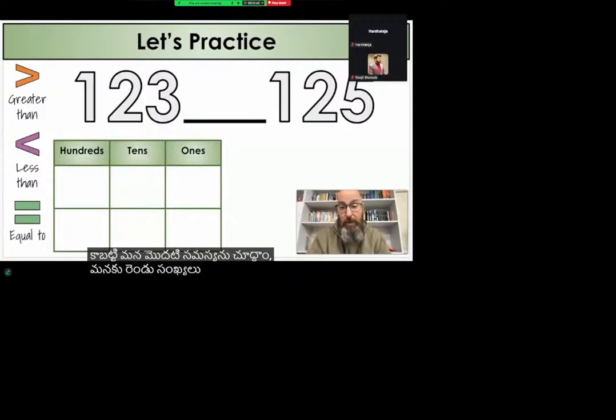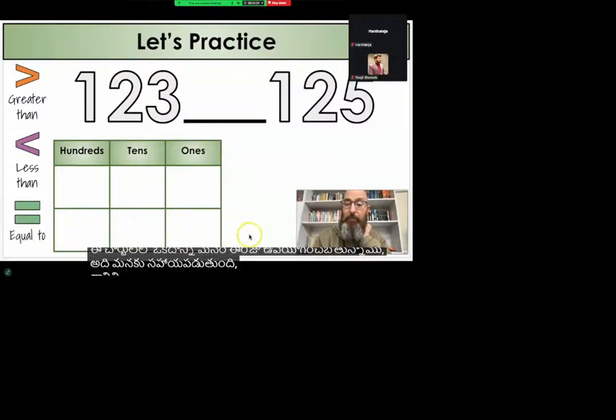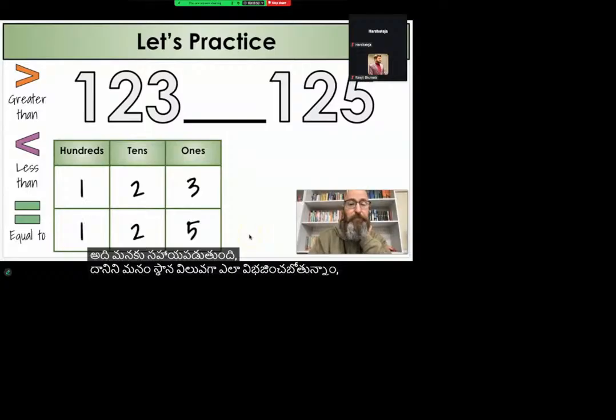We have two numbers, 123 and 125. Our first step is going to be, we're going to use one of these charts today. It's going to help us. That's how we're going to break it into place value. We're going to write both the numbers. So I wrote 123, 125.